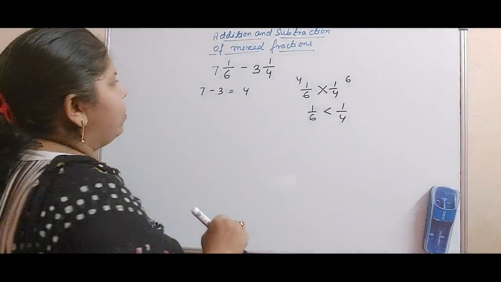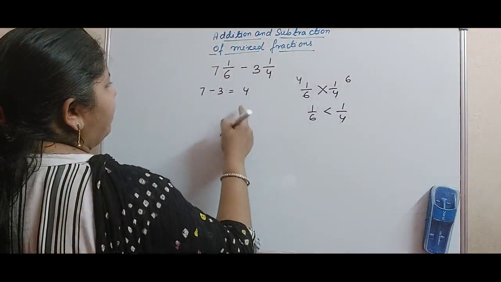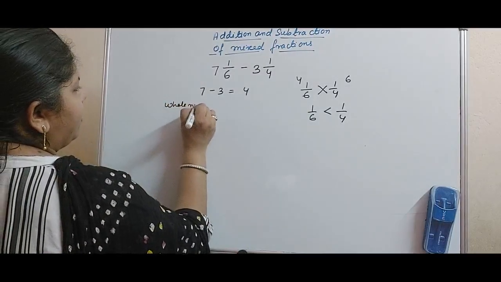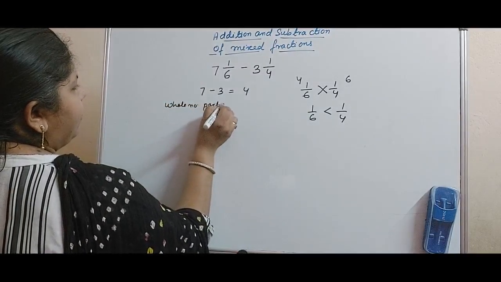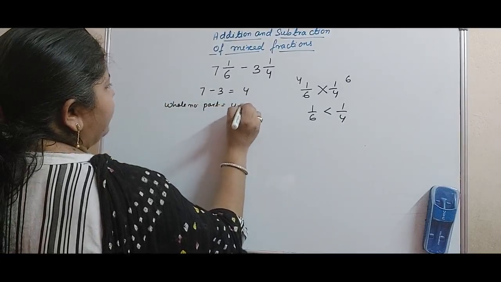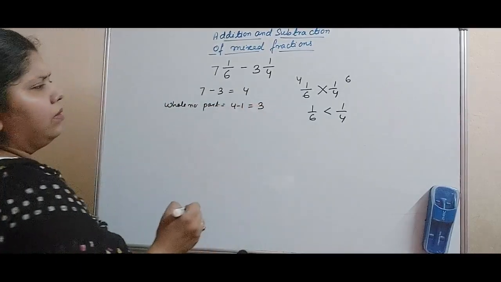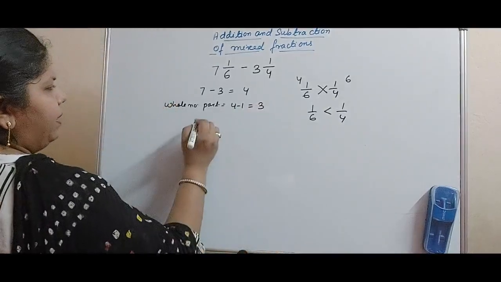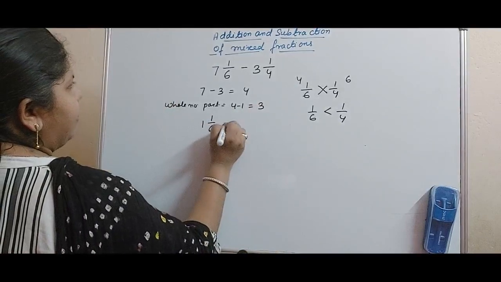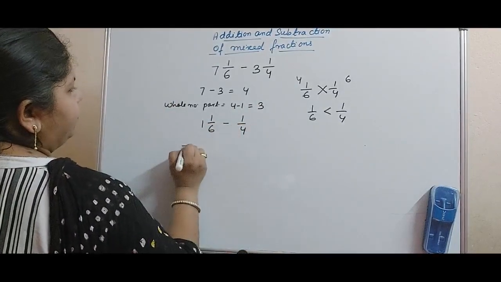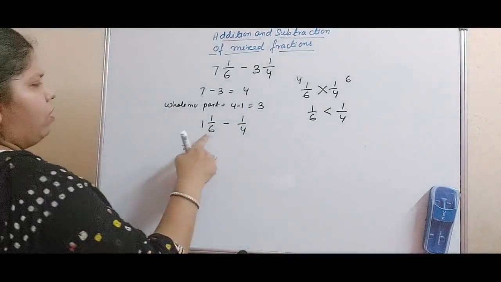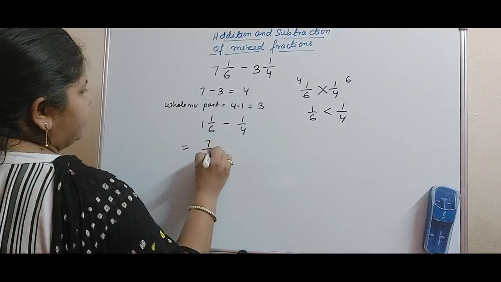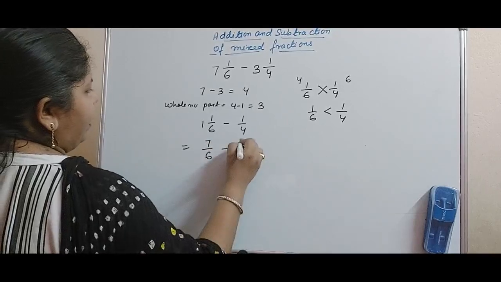If I borrow 1 from here, then the whole number part will become 4 minus 1 equal to 3. And what about the fractional part? This will become 1 by 6 minus 1 by 4. On solving this, what are we going to get? 6 1s are 6 plus 1, 7 by 6, minus 1 by 4.